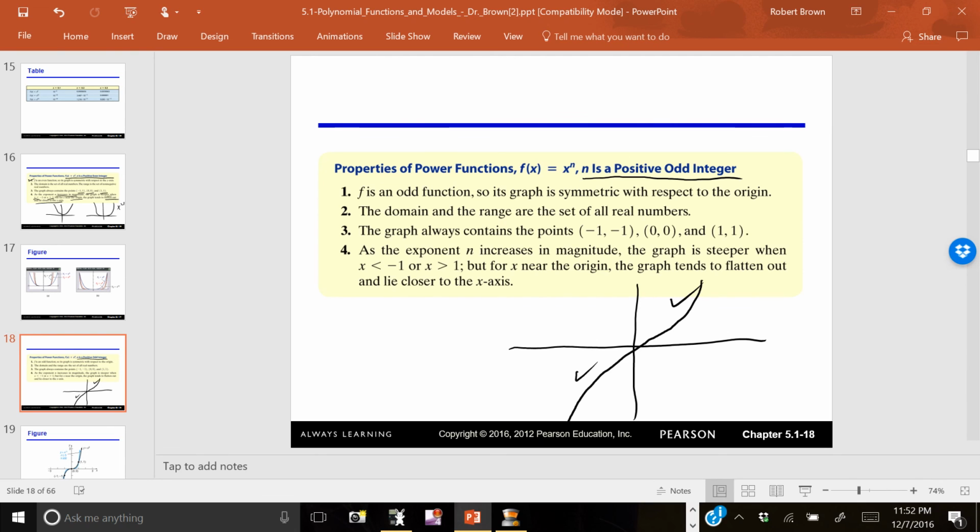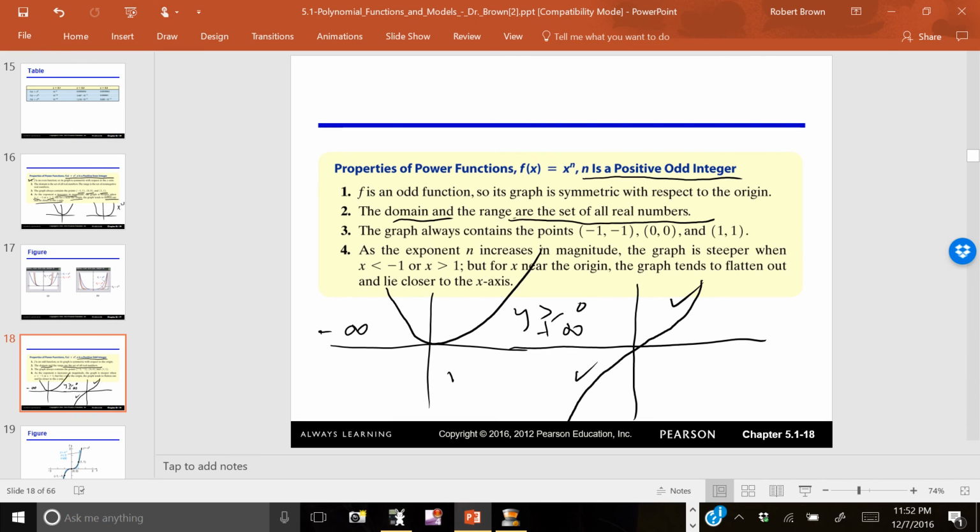The domain and the range is a set of all real numbers. Notice that if n were even, the domain is minus infinity to plus infinity, but y is more than or equal to 0 for n even. For n odd, the domain is still minus infinity to plus infinity, and the range, though, goes from minus infinity to plus infinity also.